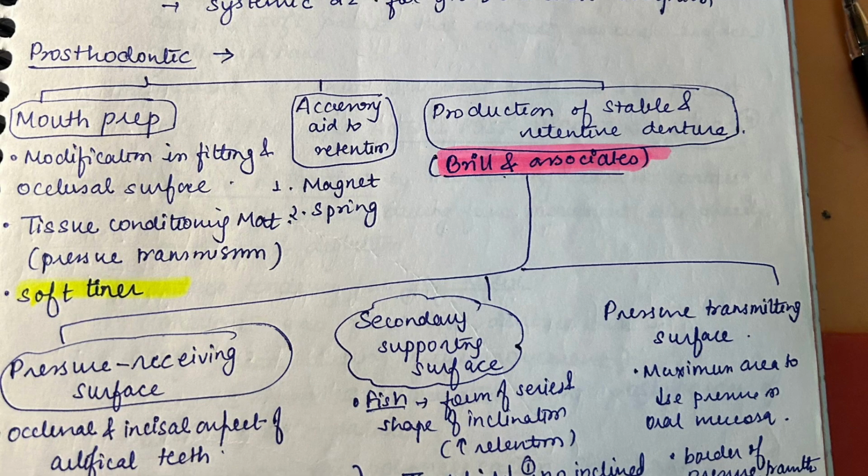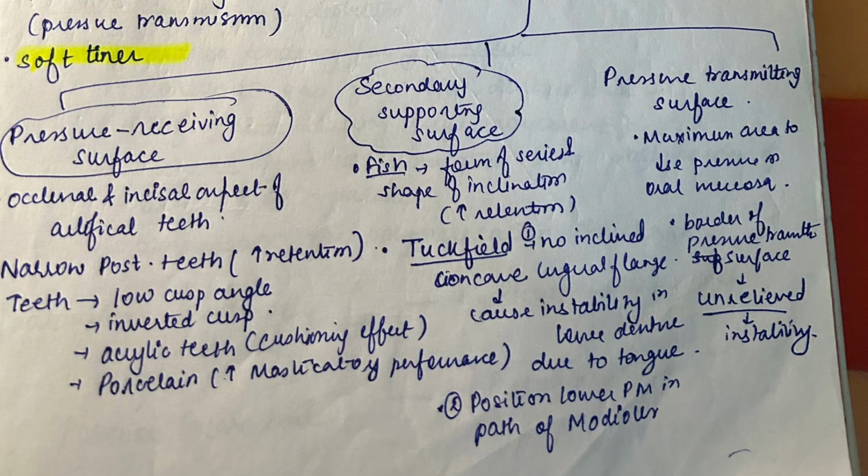Now, for the production of stable and retentive dentures, Brill and Associates explained it in three things: pressure receiving surface, the secondary supporting surface, and the pressure transmitting surface. In pressure receiving surface, we should keep the posterior teeth narrow to increase the retention. The teeth should have low cusp angle. We can use inverted cusps or acrylic teeth, which gives the cushioning effect.